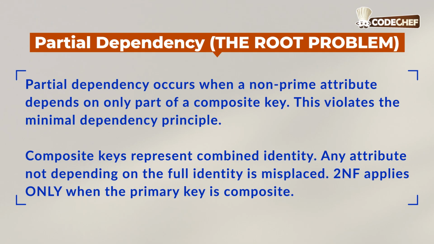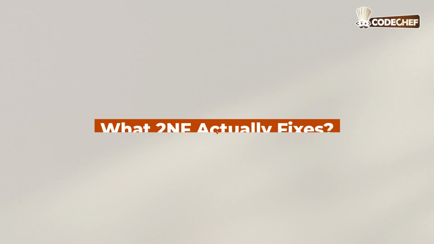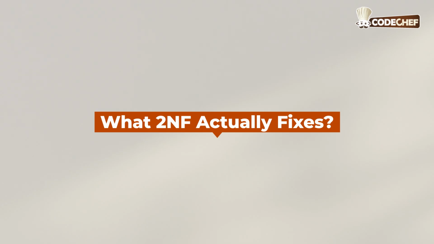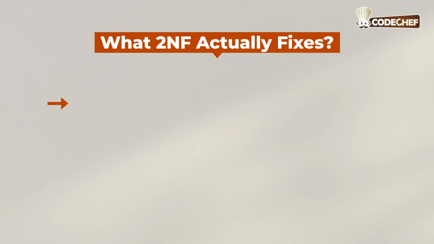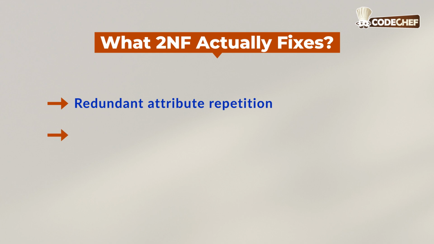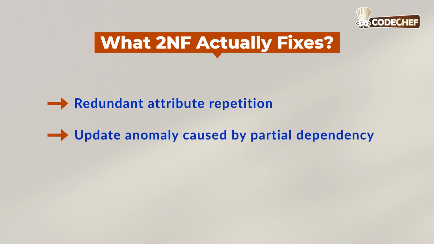So 2NF applies only when the primary key is composite. That means it applies only when the primary key is made up of a combination of multiple columns and not a single column. Now, what does 2NF actually fix? First, redundant attribute repetition. Second, update anomaly caused by partial dependency. And third, logical separation of entities.